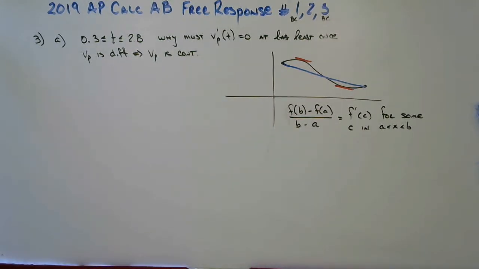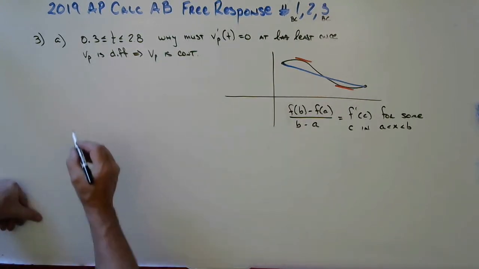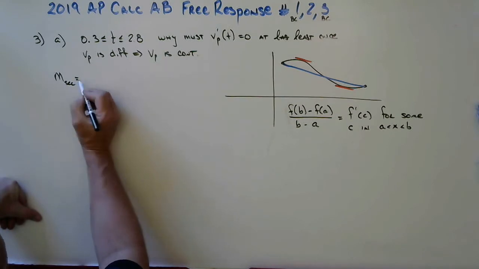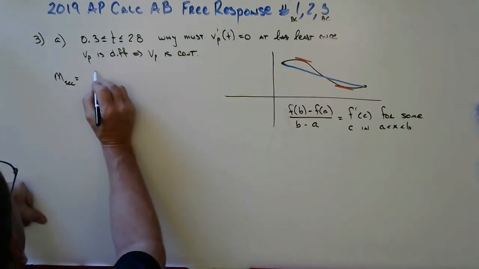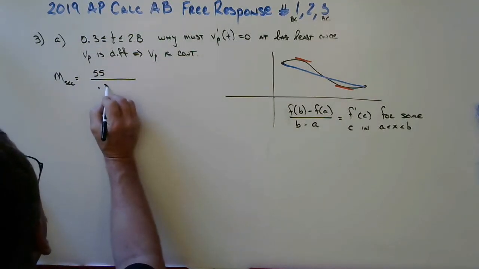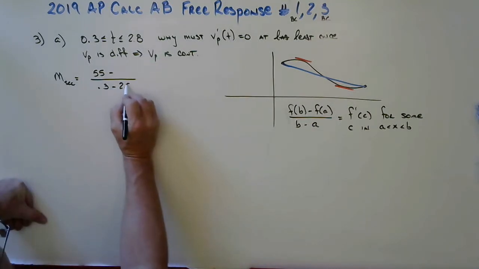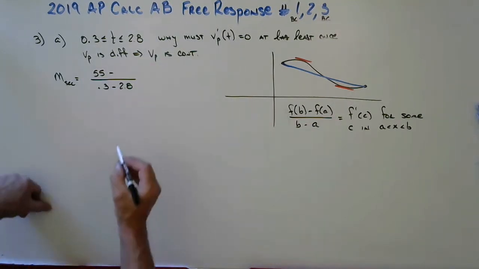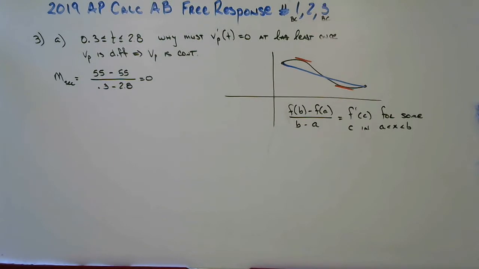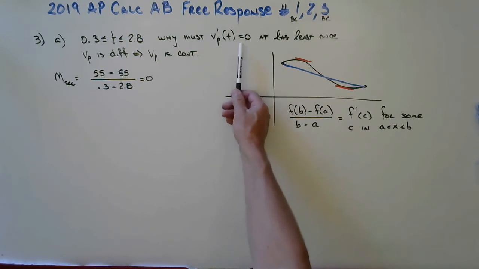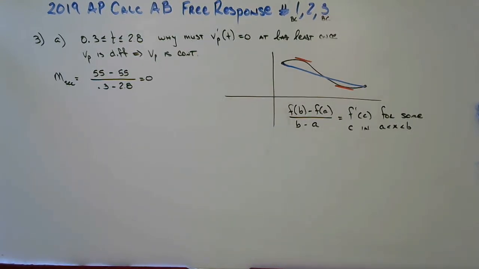Well, if we go look at our table and the numbers they asked us to find, what's the slope of the secant line? At 0.3 we have a y value of 55. And at 2.8, funny thing, we have another y value of 55. So the slope of the secant line is 0. Therefore, at least once by the mean value theorem, the slope of the tangent line has to equal the slope of the secant line. The slope of the tangent line is the derivative, so the derivative has to equal 0 by the mean value theorem. All right, so that's part A.